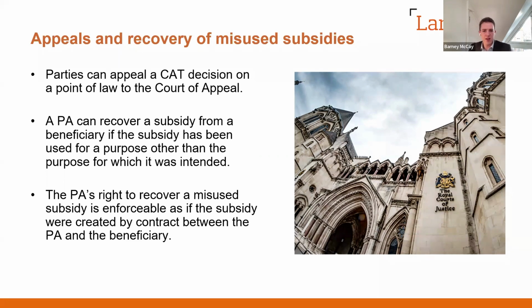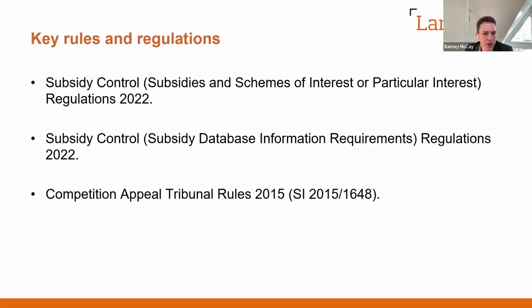I think that's broadly speaking everything. What I've done is I've included some of the key rules and regulations on this slide. So that's the regulations that define the subsidies of interest in a particular interest, as well as the regulations that set out the information requirements that apply, and also the Competition Appeal Tribunal rules that determine how the proceedings in the CAT will be followed.